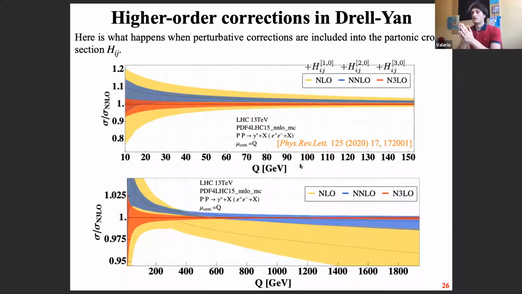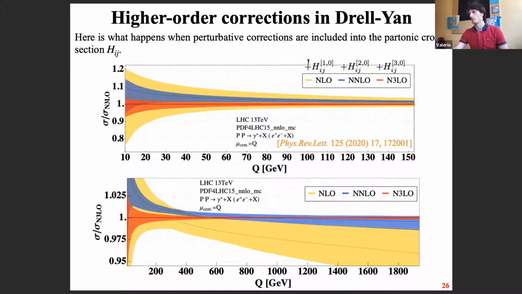Now I just wanted to show how this procedure of including higher order corrections impacts our ability of computing things. Here is what happens when you look at the Drell-Yan cross-section differential with respect to the invariant mass of the lepton pair. In these plots, you see the behavior of the cross-section normalized to the highest perturbative calculation, which is nowadays next-to-next-to-next-to-leading order, as a function of Q. The upper plot is in the lower Q region, and the right-hand plot is in the higher Q region.